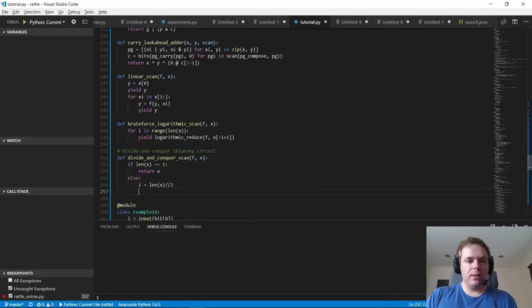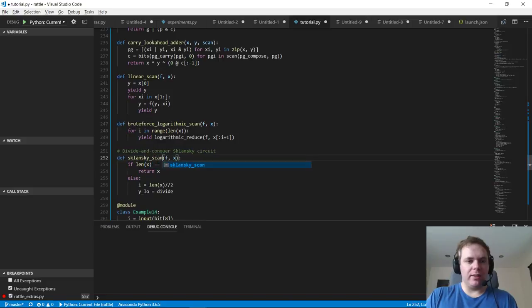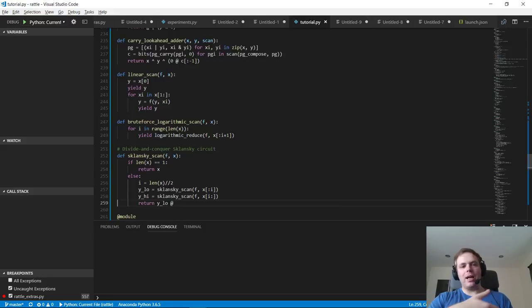Otherwise, we will split x in half, and I will call the output y like we did up here. So I have y low, which is just going to be, I'll call this Sklansky scan. This is shorter, but it's divide and conquer. You recursively apply f, the same operator, to the low half, and then you apply it to the high half. And then the low half is correct because, you know, the causality goes from low to high. So all the low stuff is already internally correct. But the high bits were computed without assuming anything about the low half. So this is kind of like the speculative execution thing with the conditional sum adder.